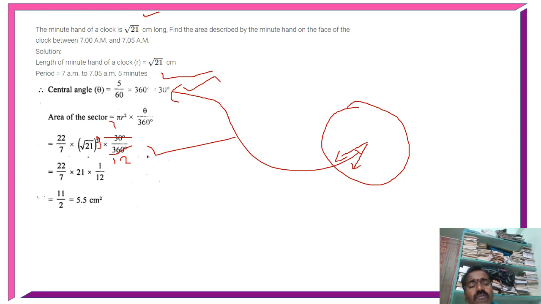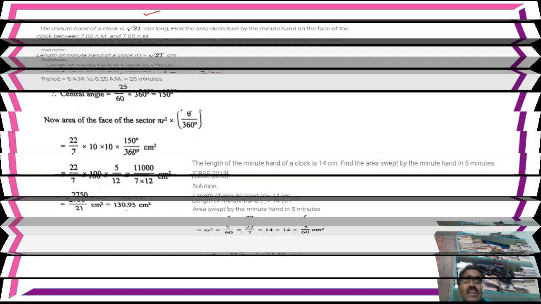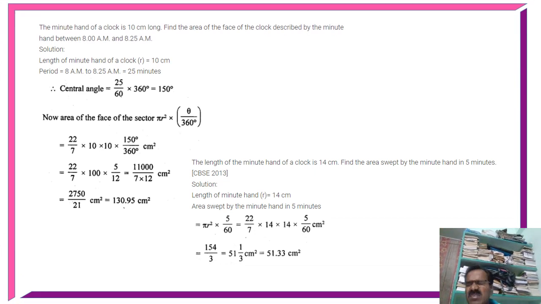So we have 21. After simplification, we get 22 by 7 into 22 into 12. Then 7 cancels, and after simplification we have 3. So 11 by 22, which is 5.5 centimeter square. Let us go with the next problem.